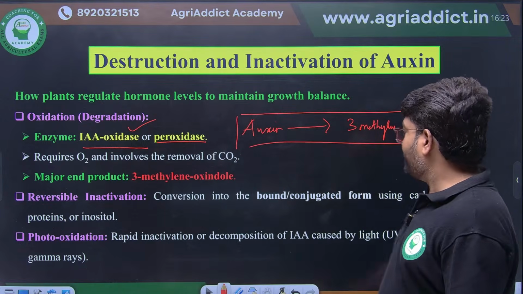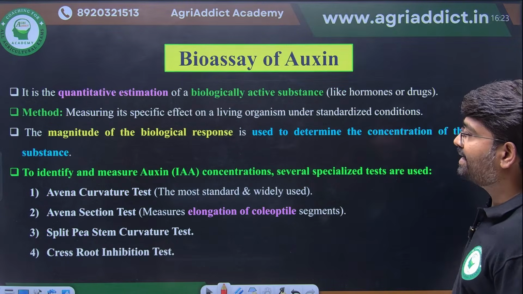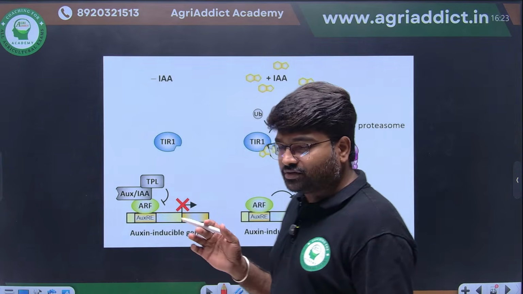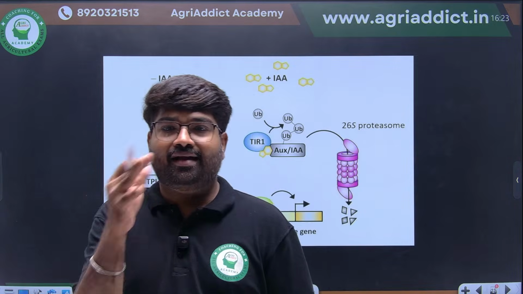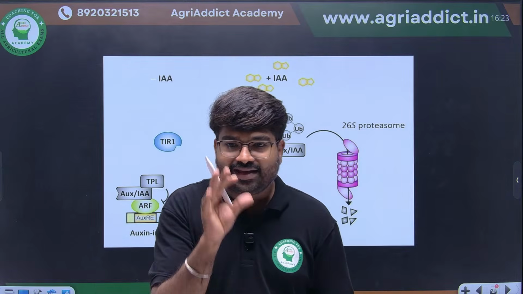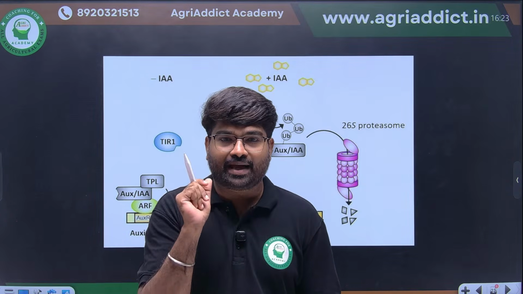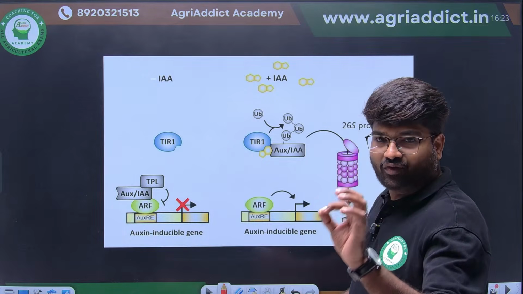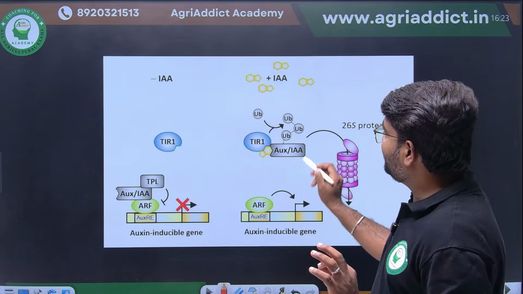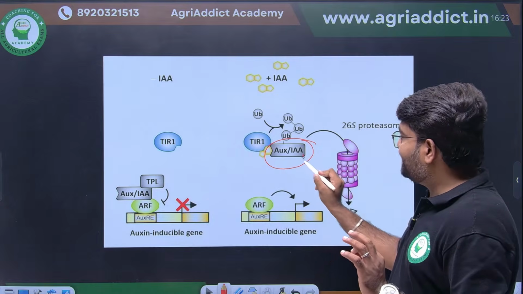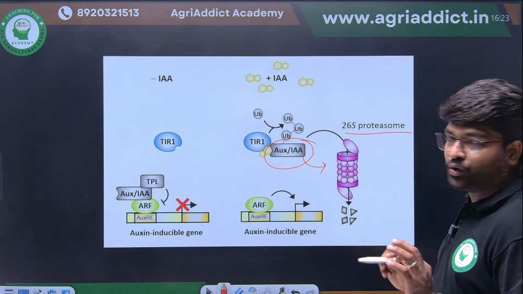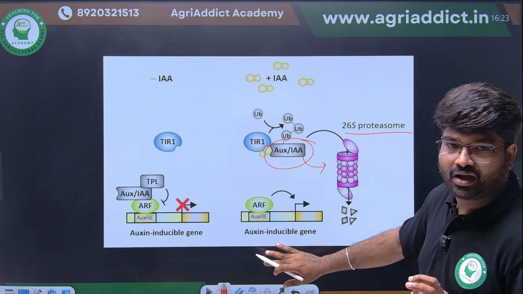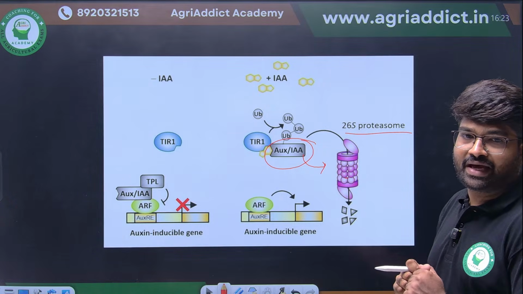Now we are going to see the signaling. Biosynthesis we have already discussed. Signaling we are going to see in presence of auxin and in absence of auxin. If auxin is there, what will happen? You have to remember this only from an exam point of view. If auxin is there, the inhibitor AUX/IAA will be degraded by the 26S proteasome. So the auxin responsive factor will come and bind. Auxin responsive genes will be active. I hope this is clear.